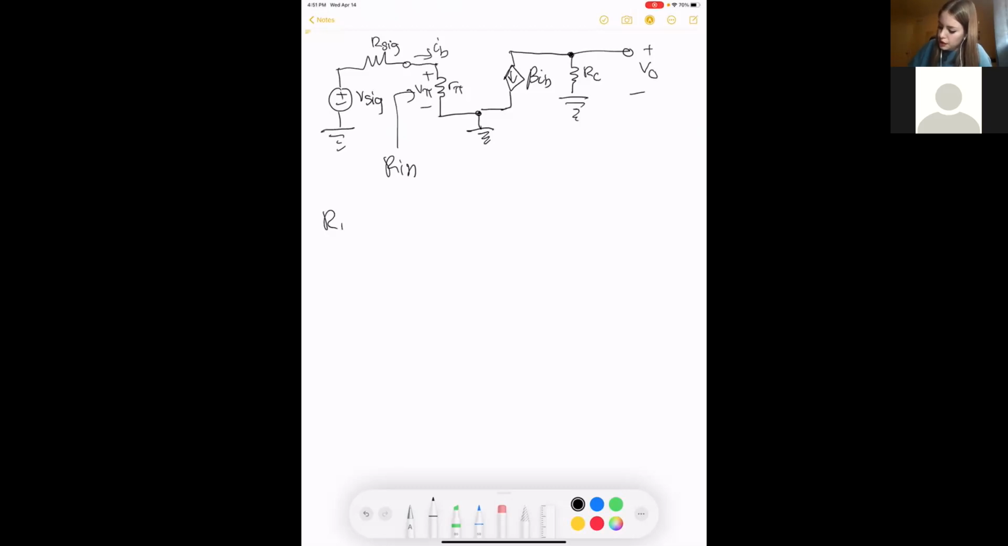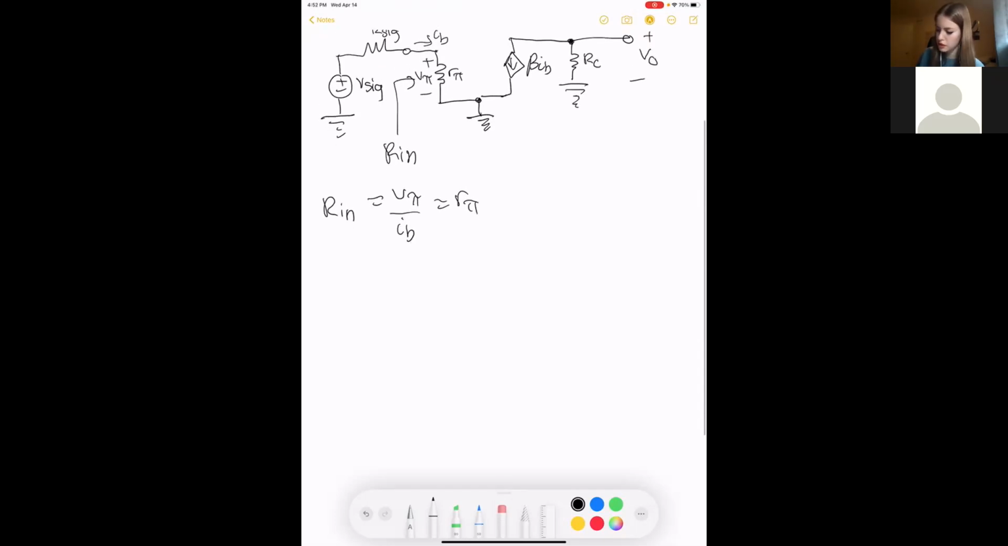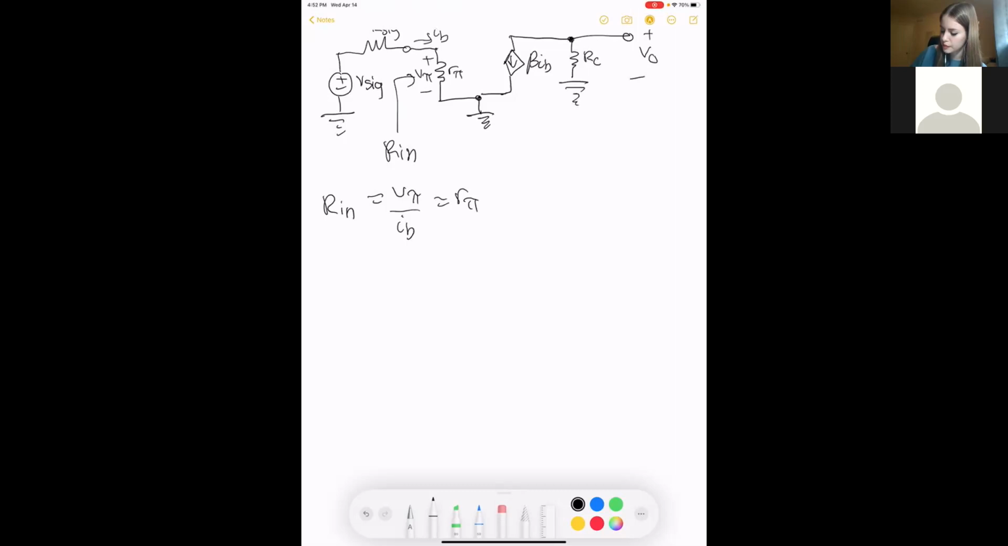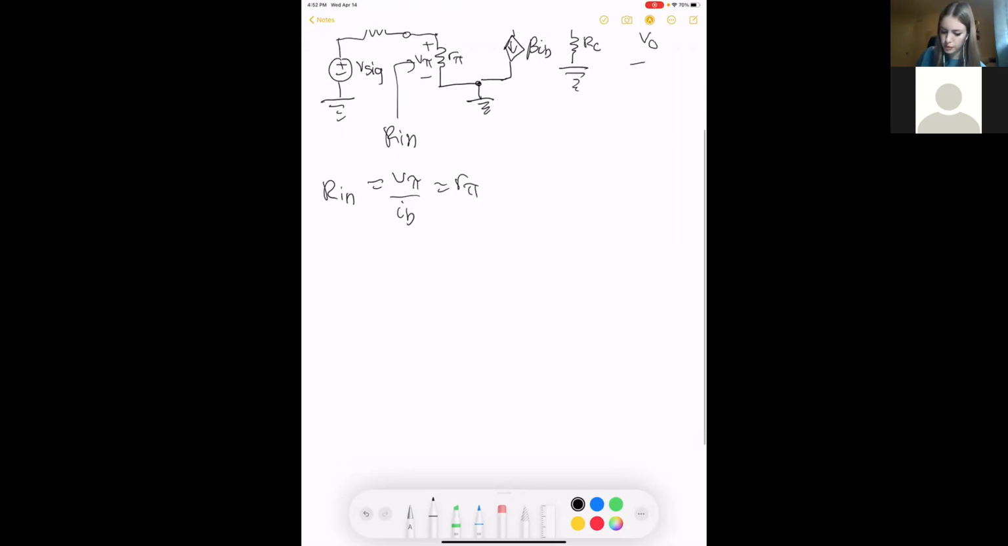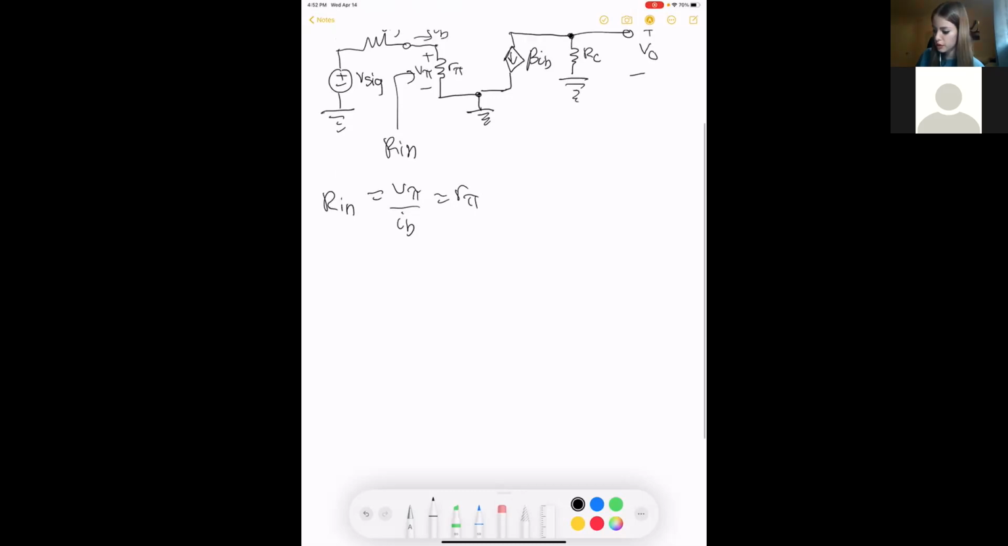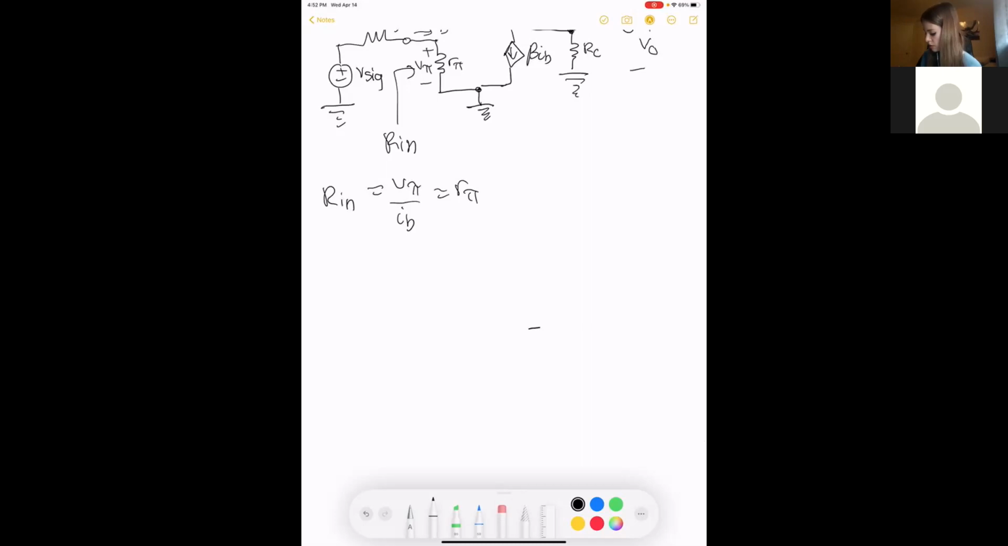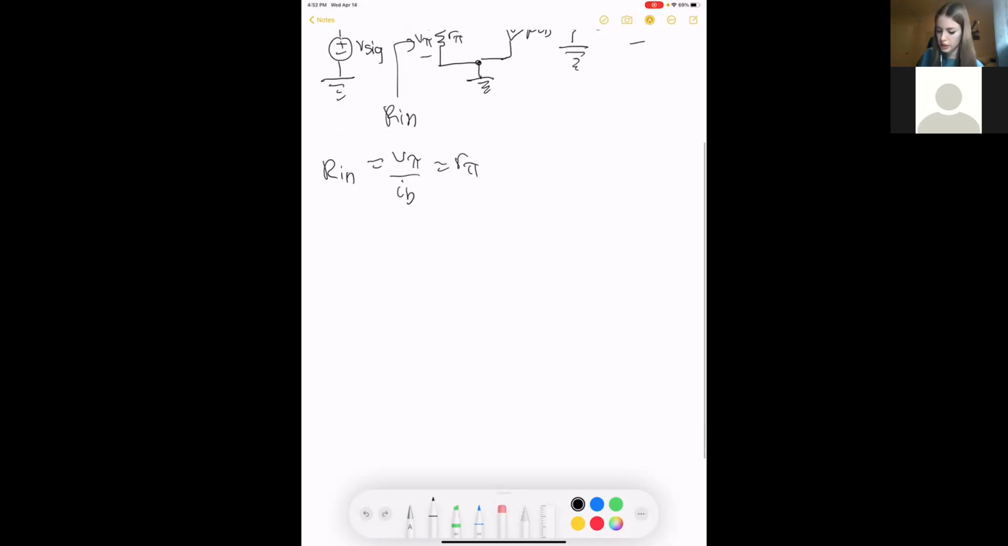Okay, so we are first asked to find Rin, V pi over IB, which we can also see as looking into Rin, and what we're going to see is r pi, really. So it's r pi. Again, we're not given numbers, so it will be just based on all of these variables. We're going to be finding the different equations that we would use. So it would just be r pi. In a question, you might be given values, and you can find r pi.